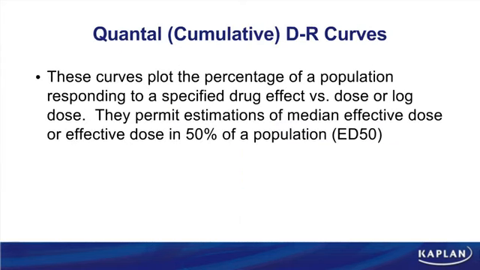Next we have what's called quantal, also called cumulative dose-response curves. I actually happen to not like either of those terms. I tend to refer to these graphs as population curves, and that's the key. These are graphs that look at the percentage of the population that responds to your drug. It's this type of curve where you can estimate an ED50, the effective dose in 50% of the population, and also a toxic dose to 50% of the population.